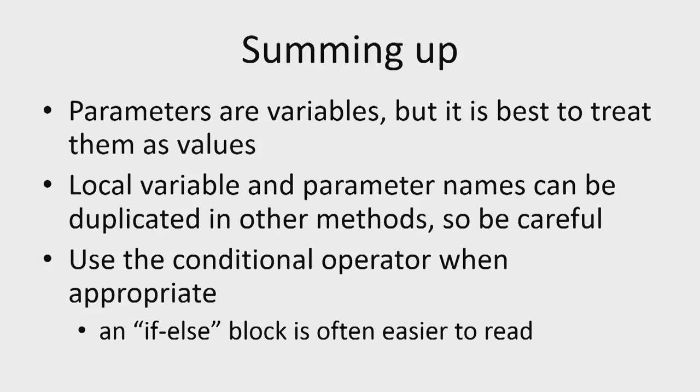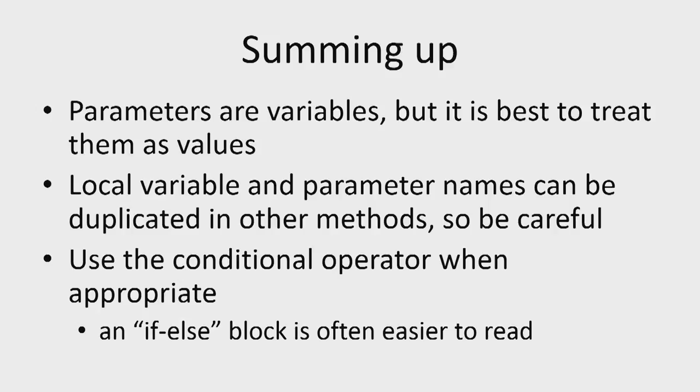Summing up, parameters are variables, but it's best to treat them as values. It's very confusing if you start modifying parameters. Local variable names and parameter names can be duplicated in other methods. They can be local variables or parameters of other methods, so be careful. One of the reasons why local variables are called local variables is because their names are associated locally. They're associated with a specific method, and so they can be duplicated in different methods.